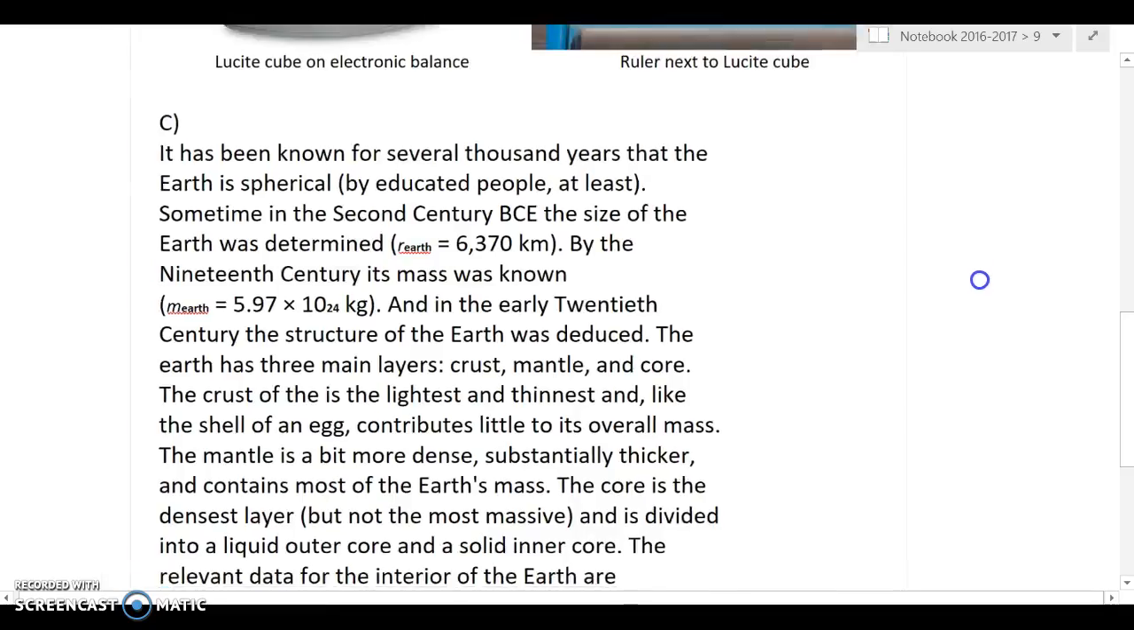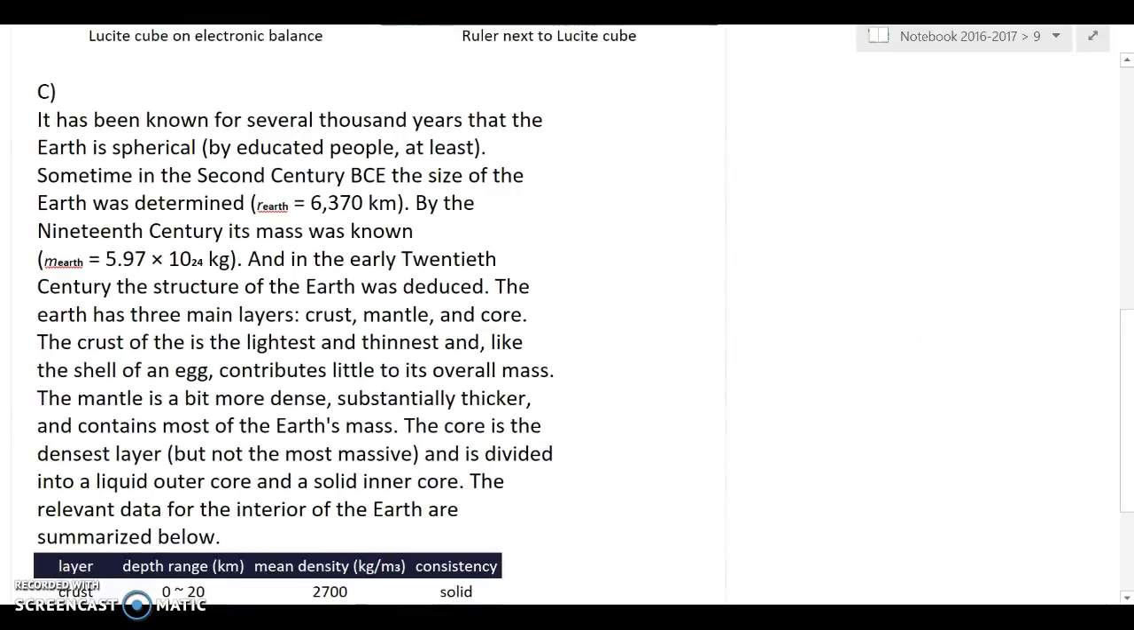C is a difficult question. It's really a challenge question. If you're able to do this, I'll be very impressed. Remember, spend no longer than 20 minutes on this homework. So here it goes. It has been known for several thousand years that the Earth is spherical. Sometime in the 2nd century before the Common Era, meaning before 0 AD, the size of the Earth was determined, and the radius of the Earth was found to be 6,370 kilometers.